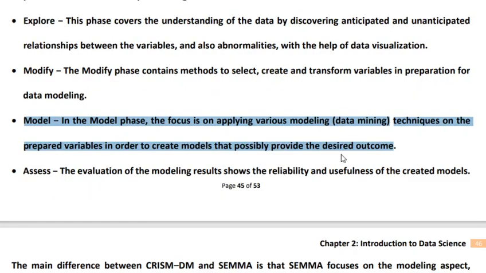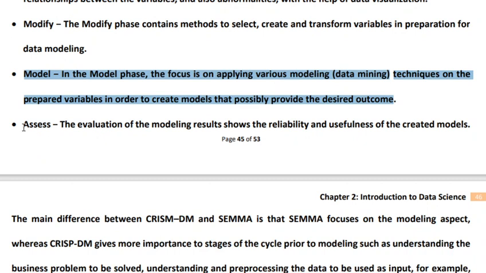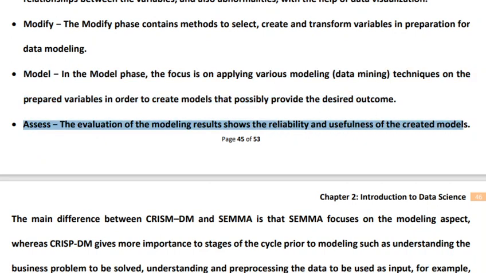Now, eventually, once a set of models are created, we need to assess the credibility of the model. This is what is done in the assessment phase. Here, the credibility of the model in relevance to the problem is determined so that an appropriate model can be selected for a given problem. So during the evaluation phase or the assessment phase, the evaluation of the modeling is performed in order to determine the reliability and the usefulness of the created models.